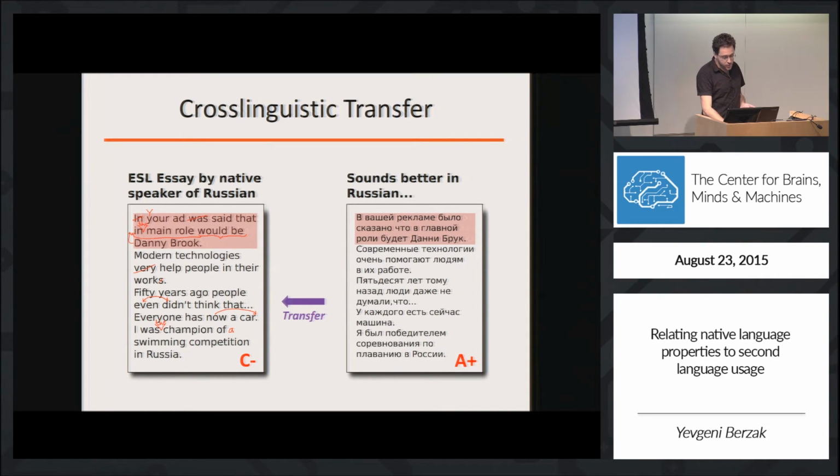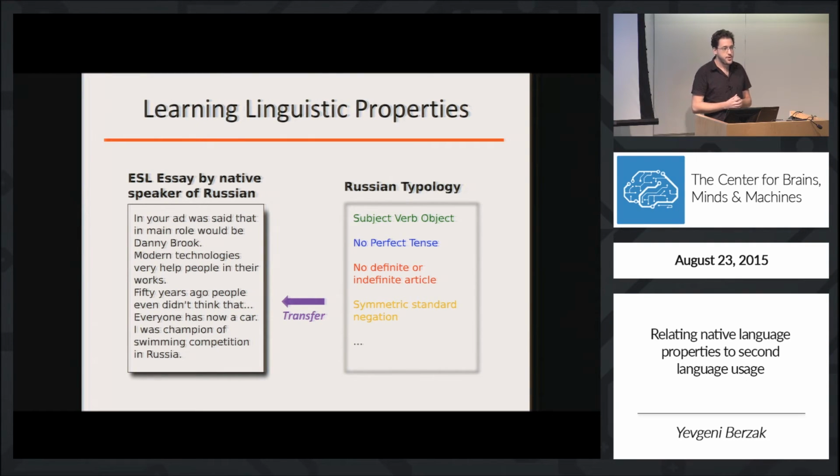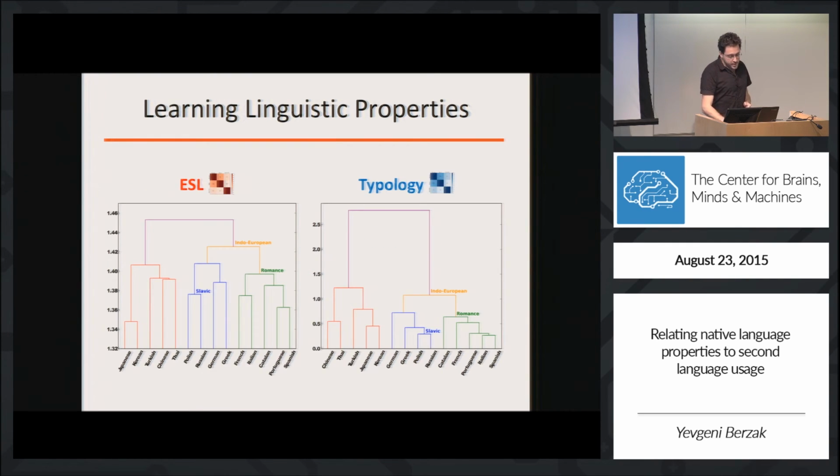So we're abstracting away from this word-to-word translation that you've seen before, and we're focusing on the structural properties of the native language, which in general we refer to as typological properties. So some examples for such properties are word order, does the language have articles or not, how to form negation, and so forth. And what we do in this project is reverse engineer this impact of native language typology on second language usage by starting with syntactic and morphological features in ESL and using them to obtain back the typology of the native language.